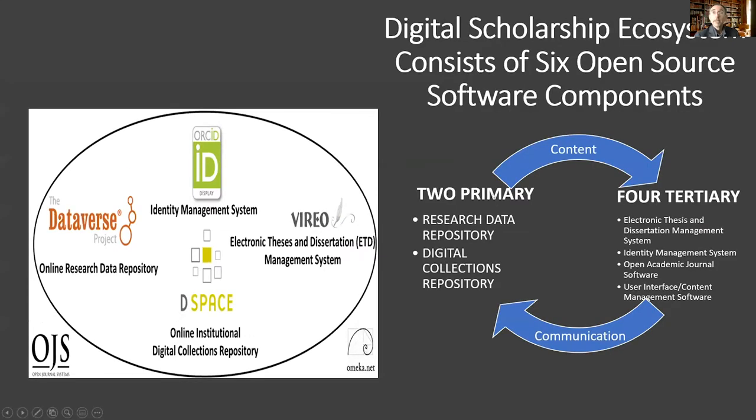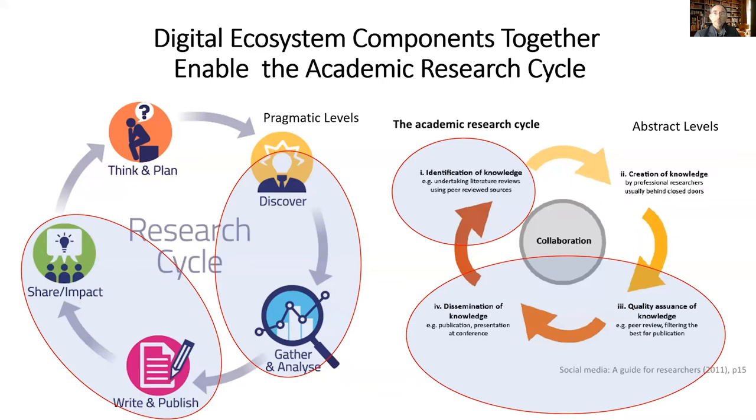This digital scholarship ecosystem consists of six open source software components, two primary, a research data depository and a digital collections repository, and four tertiary components, an electronic thesis and dissertation management system, an identity management system, open academic journal software, and user interface content management software.